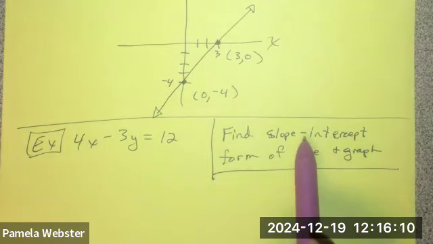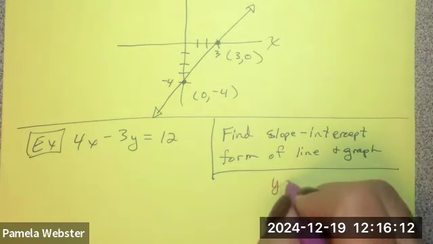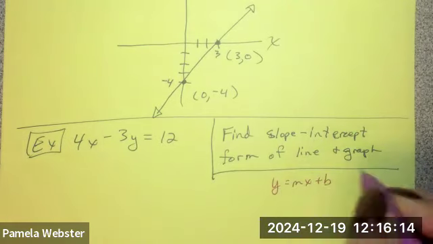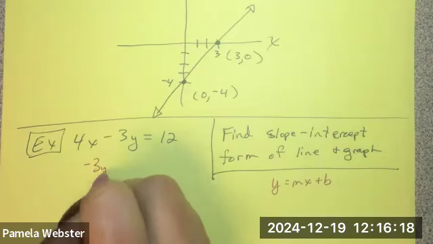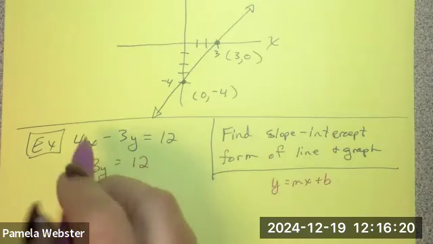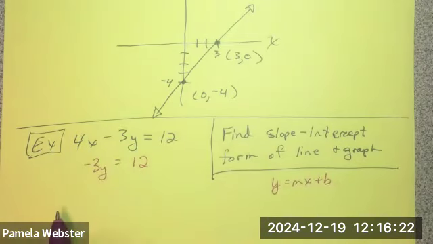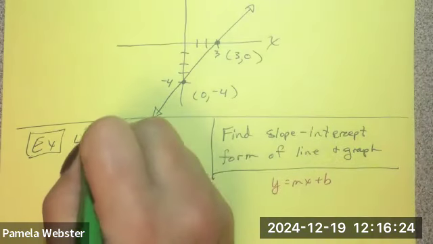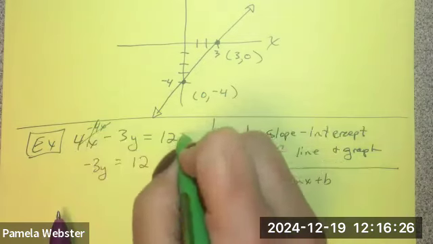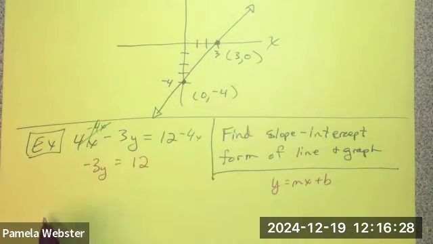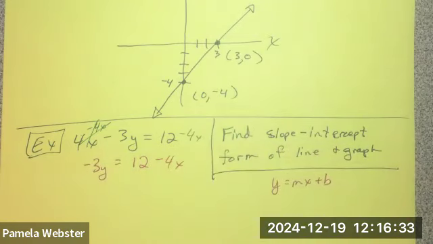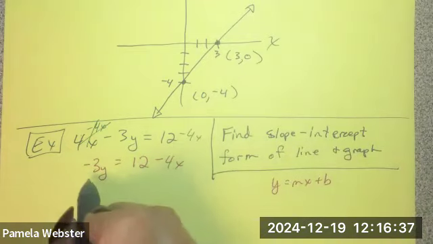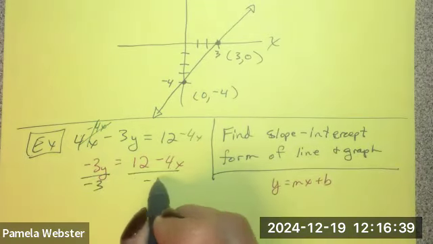Slope intercept form of the line. Hopefully you remember that. That's y equals mx plus b. We just showed it a minute ago. I'm going to get the y by itself. Negative 3y equals 12, and I'm going to get rid of this 4x. The way I do that is by subtracting 4x. Those go away. So I've got 12 minus 4x. And then I want the y by itself, so I'm going to divide by negative 3.